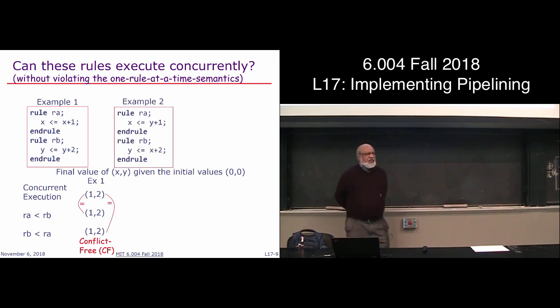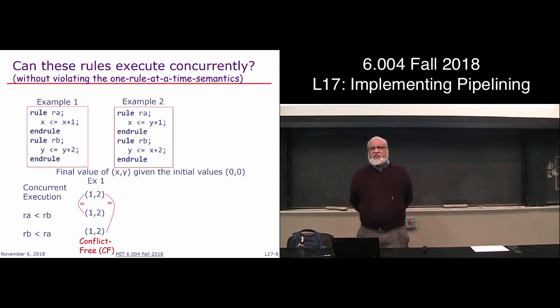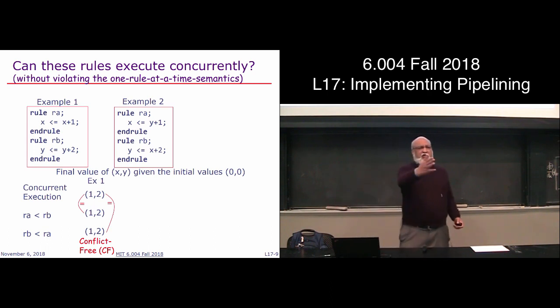Okay, let's consider this example. What is the difference in example 2? x depends upon y, and y depends upon x. What will happen if you executed these rules in parallel? You will read the old values of x and y, which is 0, 0, and what will be the new values of x and y? Everybody agrees with this?